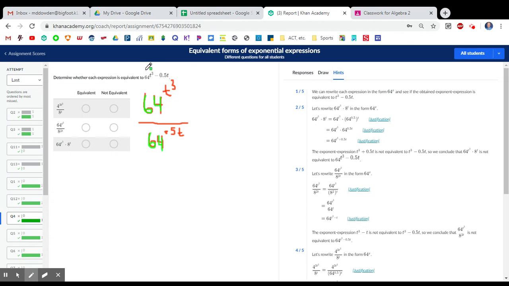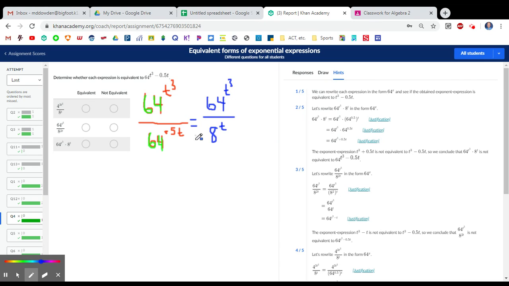So I took this first part, 64 to the t to the third power, that I rewrote up here, that's on top, minus, right? Minus means move it to the bottom. I moved it to the bottom as 0.5t, but I had to have the same base, right? That is where that guy's coming from. So this is the equivalent expression to that.